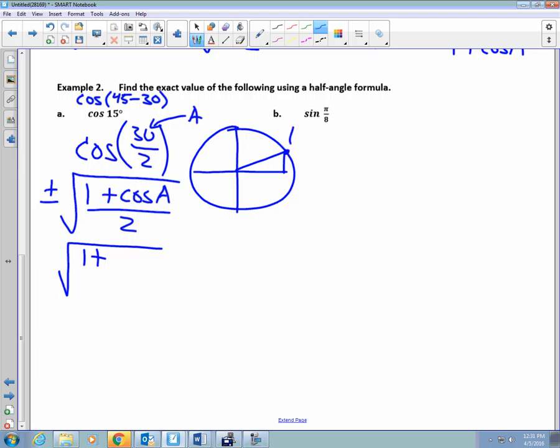Very good. So I have the root of 3 over 2 and 1 half. So those are my terminal point. Cosine is the x value or the y value. So I choose square root of 3 over 2. That's the value you need to come up with on your own. All divided by 2.